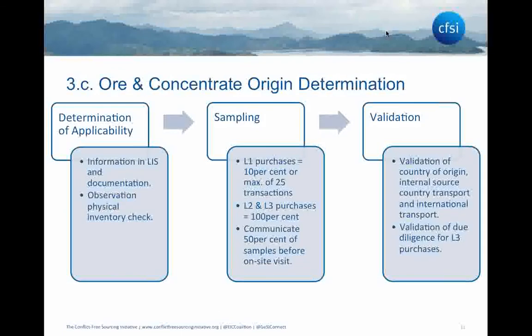Lastly, there are the ore and concentrate origin determination requirements. And before the auditor needs to look at any documents for origin and transportation, there is an entire process to select the relevant categories of material and purchases and make sure that the auditor and the smelter are fully clear on what needs to be validated. The first step in this process is the determination of applicability.